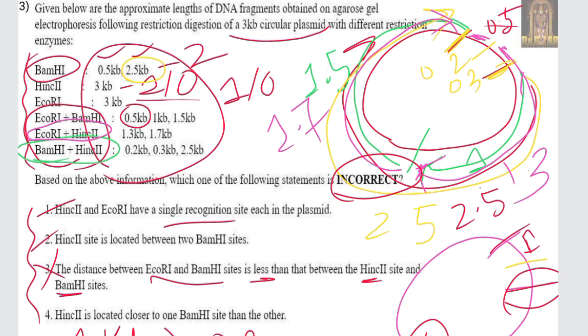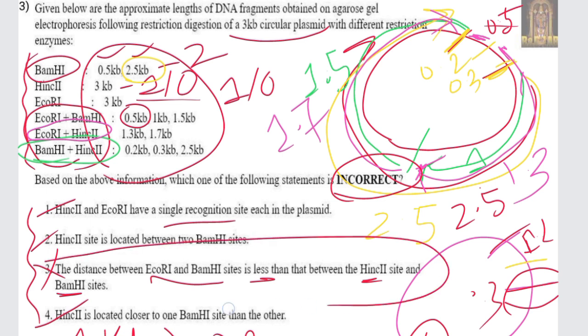the other. Yeah, this is the 0.5 kb site, and this is 0.2, and this is 0.3. So one site is closer to the other cut site of BAM-H1. That is true. So the third option is the incorrect one.